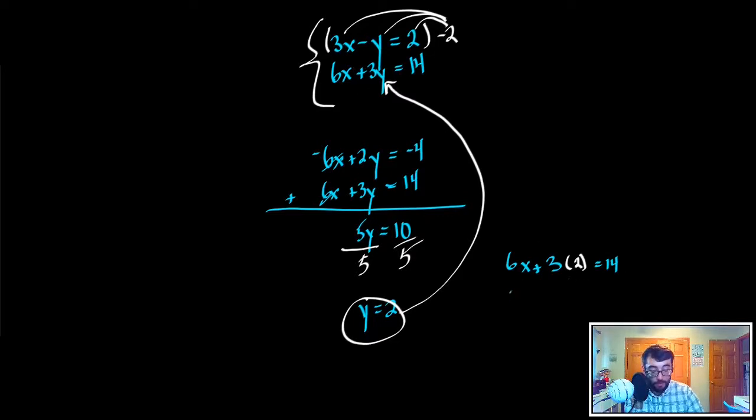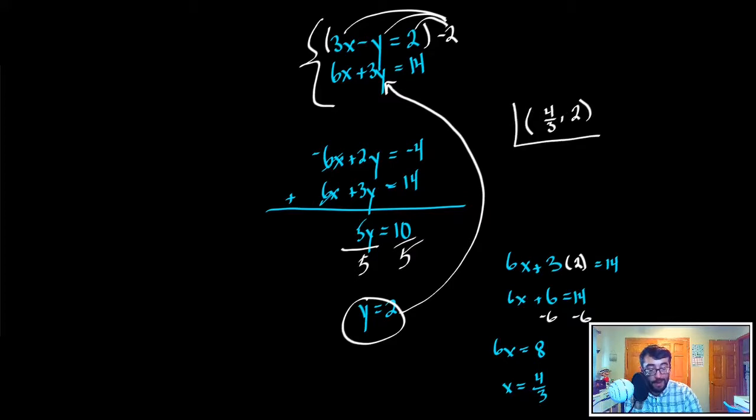And now I'm going to simplify this and solve for x. So 6x plus 3 times 2 is 6 is equal to 14. I'm going to subtract 6 from each side, okay? Which is going to get me 6x is equal to 8, and then I will just divide each side by 6 to get 8 over 6, which is once again 4 over 3, which gets us once again our solution of x being 4 over 3 and y being 2, okay? So that's how we can solve using elimination and substitution, okay?